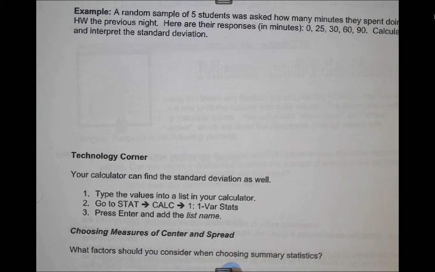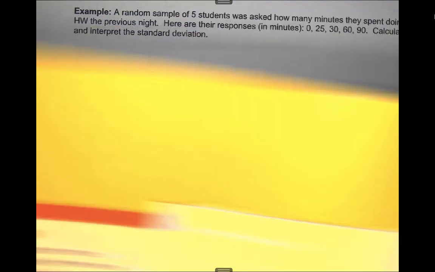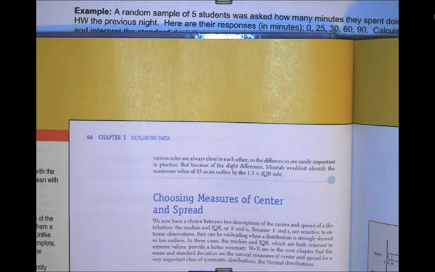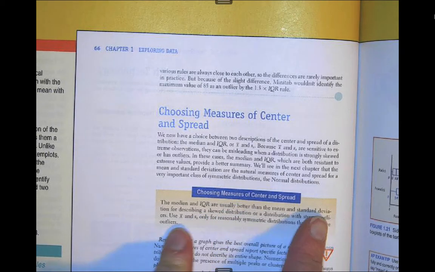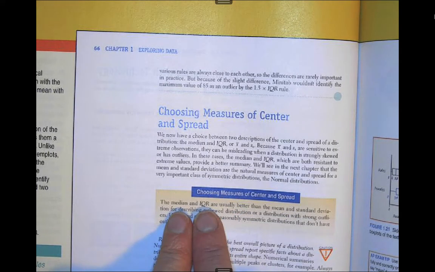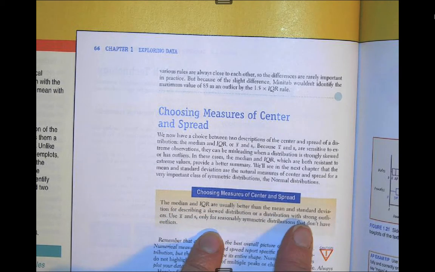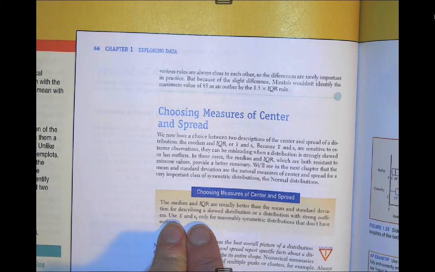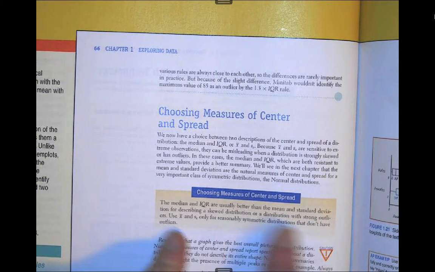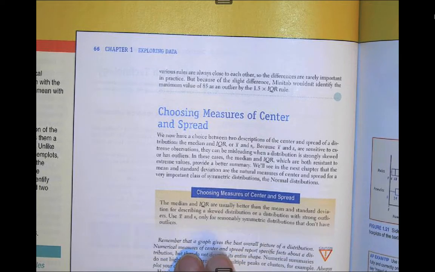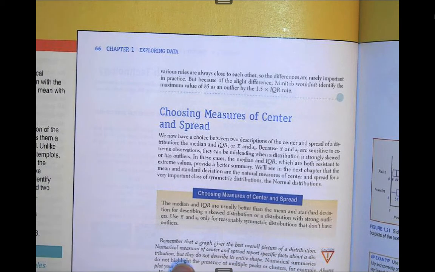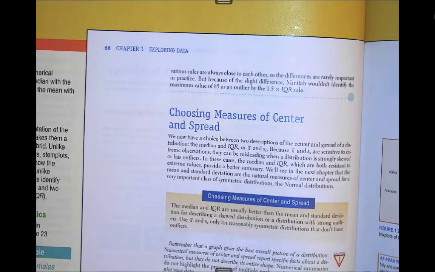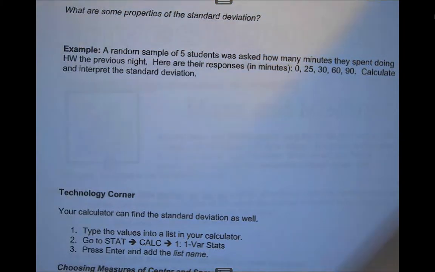What factors should you consider when you're using summary statistics? It goes back to looking at the shape. On page 66 of the book, it says, when choosing a measure of center and spread, the median and IQR are usually better than the mean and standard deviation for describing a skewed distribution. So if skewed, use median and IQR, or for a distribution with strong outliers. Use x bar and Sx only for reasonably symmetric distributions that don't have outliers, okay? Remember, your graph is always going to give you the best picture. Numerical measures of center and spread report specific facts about the distribution, but they're not going to give you the shape. So really, the graph gives us a great picture of everything that's going on there.